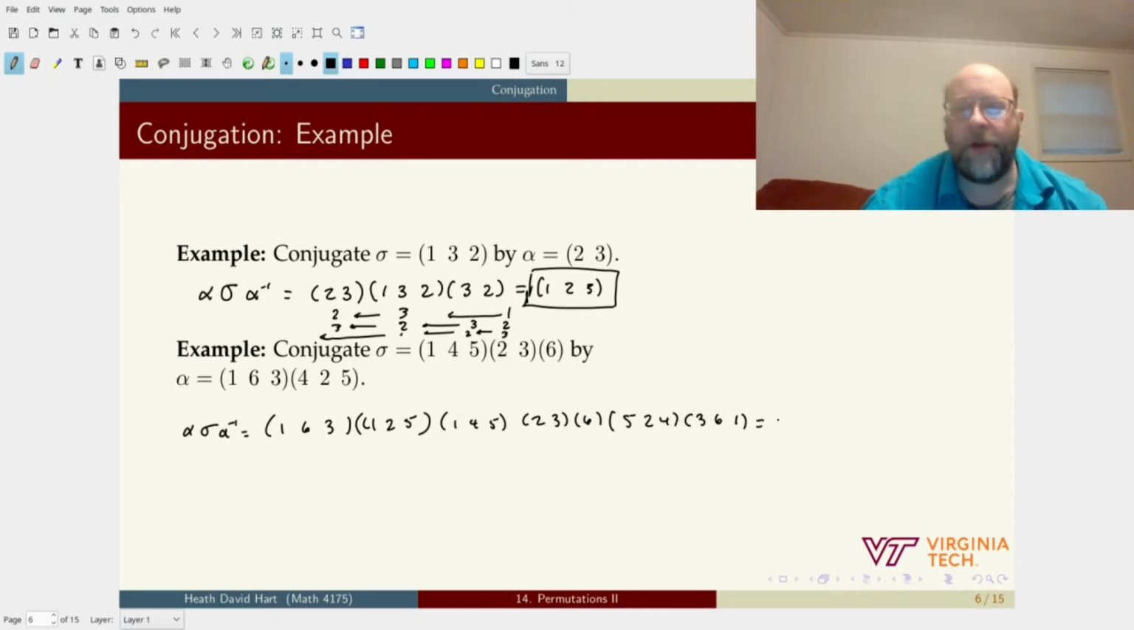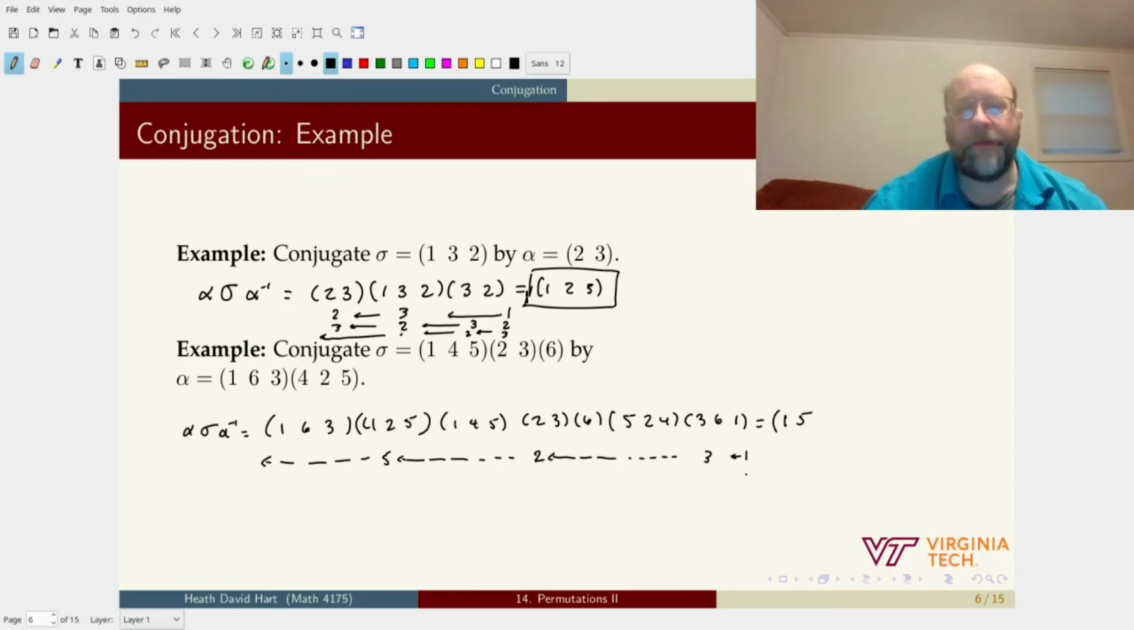All right, and let's see what happens here. So let's start with the 1. If we start with a 1, this permutation changes it to a 3. Nothing happens to a 3 until we get to this transformation, and that changes it to a 2. Then nothing happens to a 2 until we get to this transformation, and this cycle changes it to a 5, and then nothing else changes 5. So 1 goes to 5.